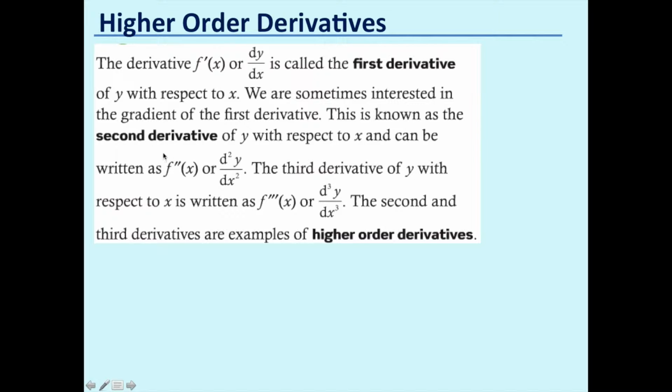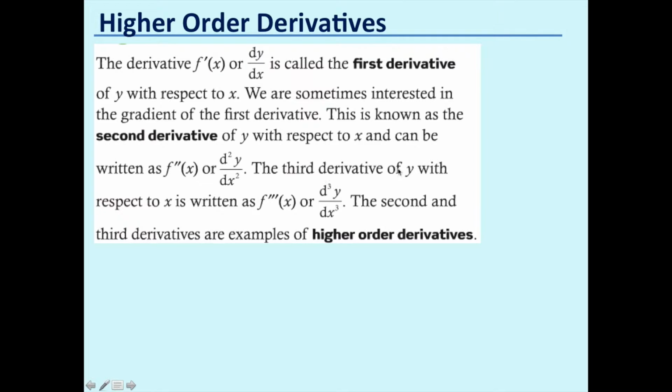Sometimes, however, it's useful for us to find what's called the second derivative, or in effect, the gradient of the gradient function. For instance, later on we'll go on and look at how we can use the second derivative to establish whether we have a maximum or a minimum point, or simply a point of inflection. The second derivative can be termed f''(x), or d squared y over dx squared.